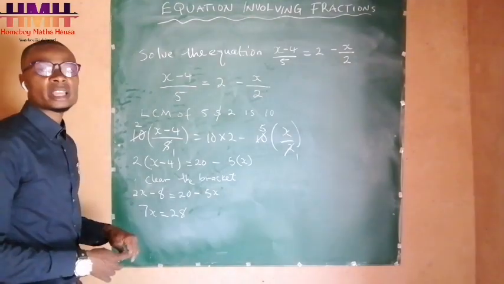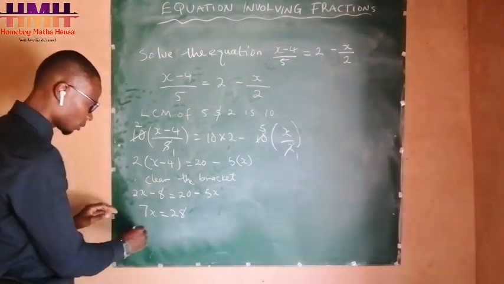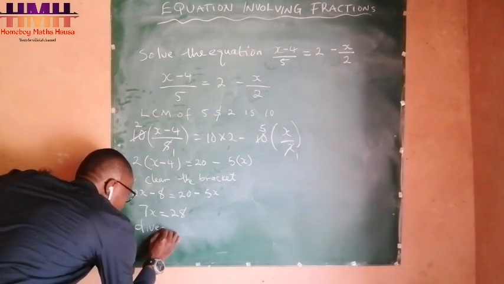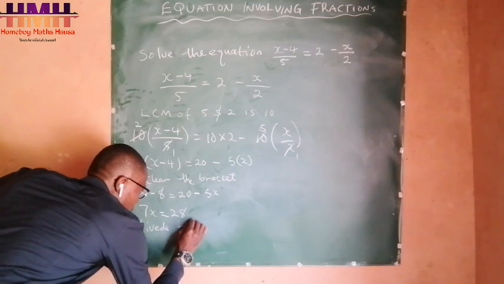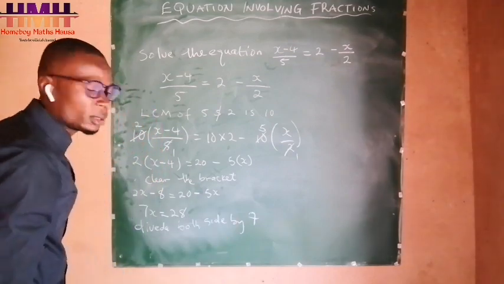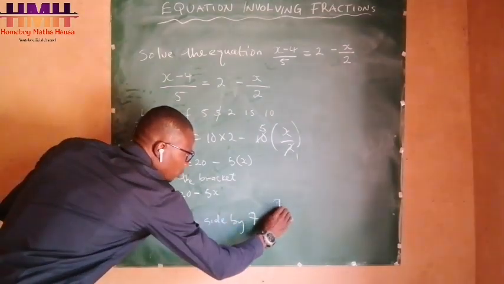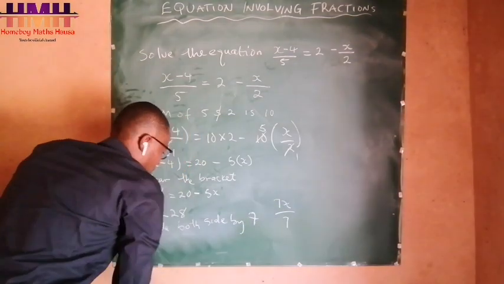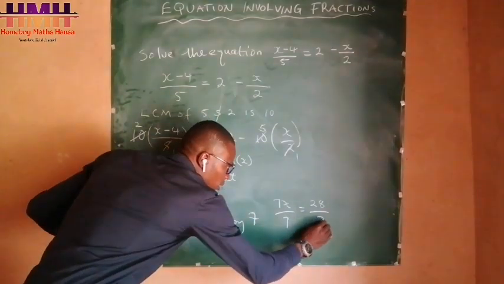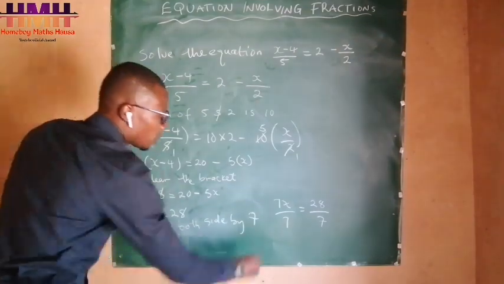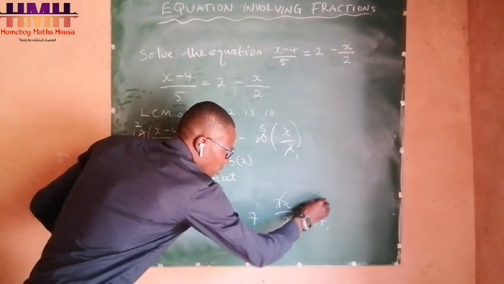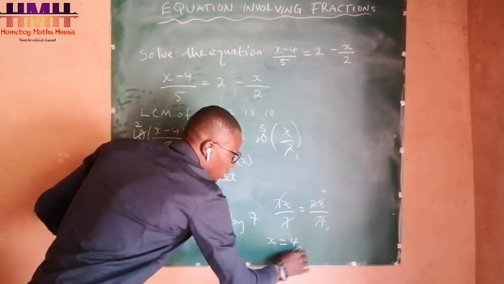From here we are going to divide both sides by 7. So 7x divided by 7 equals 28 divided by 7. Now we can write: 7 cancels 7, so that means x. 7 here is 1, and 7 here gives 4. So our answer is 4.